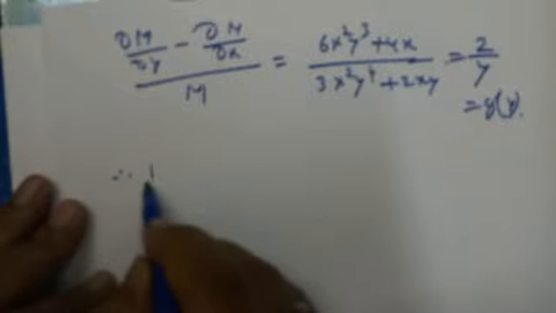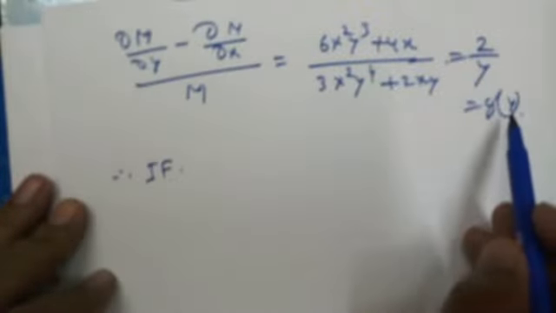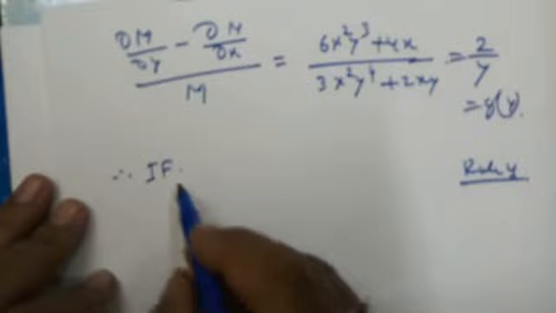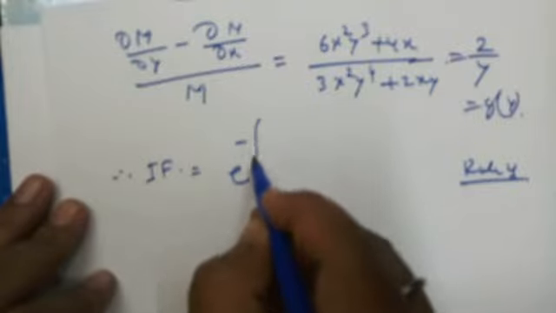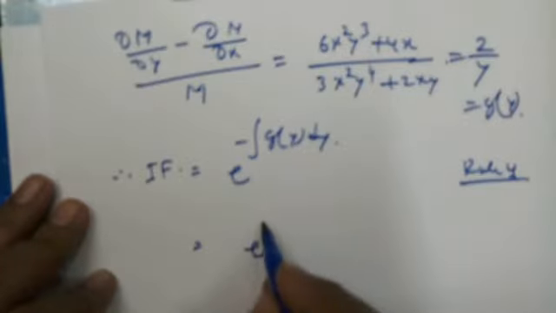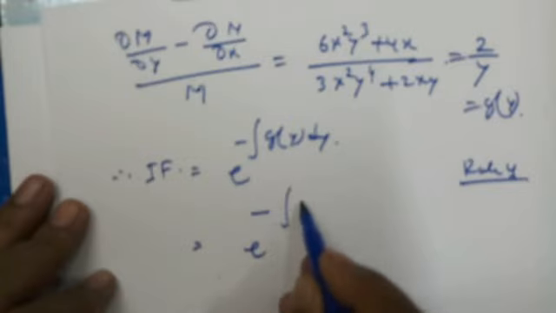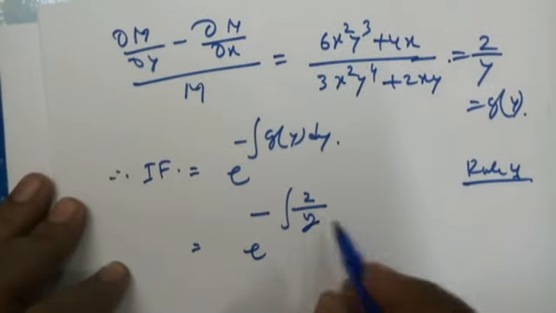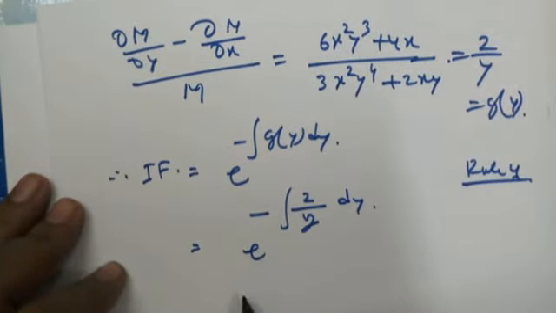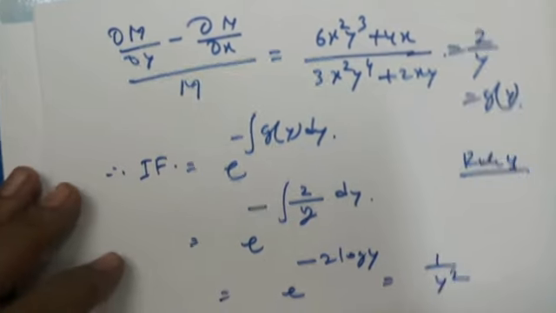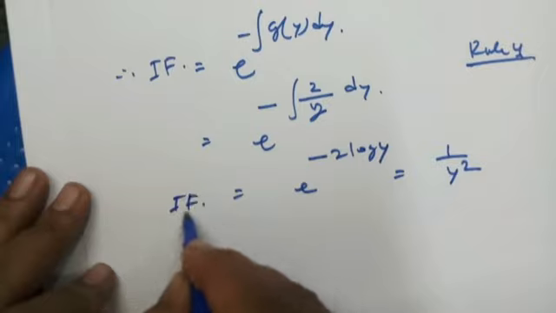So since this is only a function of y, this is rule number 4. Using rule number 4, we have the integrating factor e power minus integral g of y dy, equals e power minus integral 2 upon y dy, and this is e power minus 2 log y, that is 1 upon y square. This is the integrating factor.